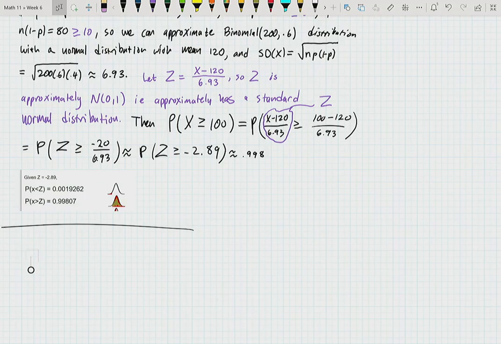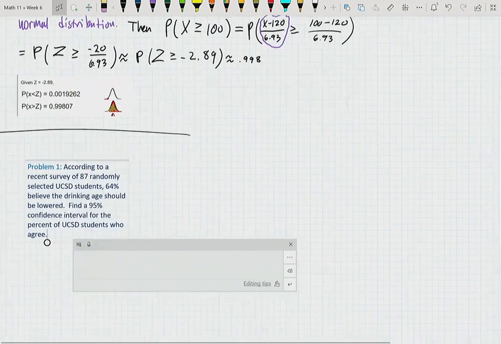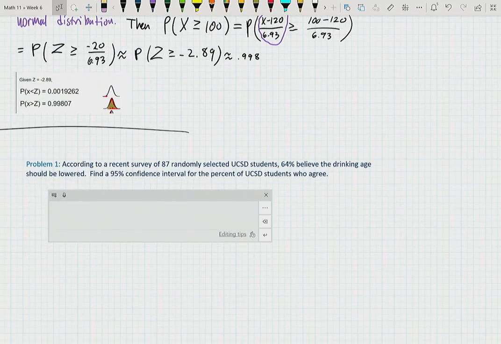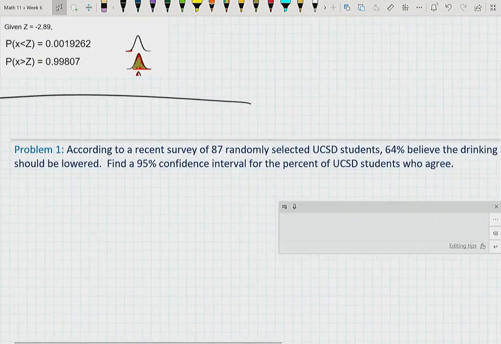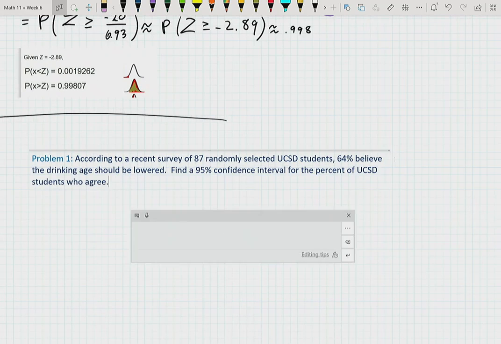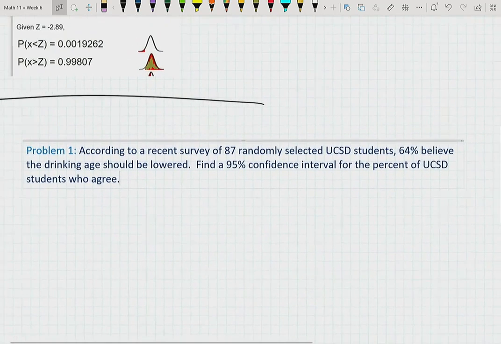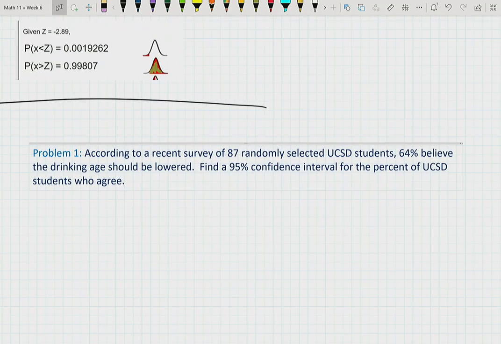So here's a problem for you to think about for today's lecture, about the drinking age. I got some data from a survey of 87 UCSD students, and it turned out that 64% of them thought that the drinking age should be lowered.